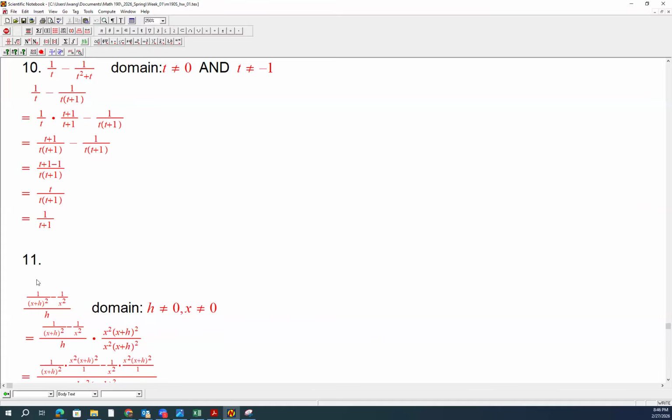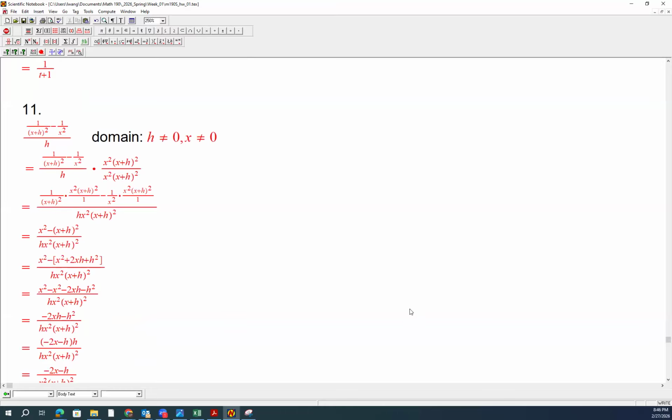Okay. Now, number 11. Number 11, so let me do this. We started with that. It's a complex fraction. It's a complex fraction. The common denominator is just x squared times x plus h squared. So we take that common denominator, we make 1. So the whole thing is 1. Anything times 1 stays the same.